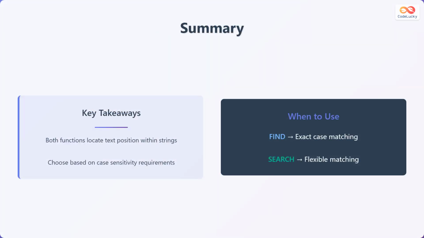In summary, both the FIND and SEARCH functions are used to locate the position of a text string within another text string in Excel. The key difference lies in their sensitivity to case. Choose the FIND function when you need an exact, case-sensitive match. Opt for the SEARCH function when you need a more flexible, case-insensitive search.